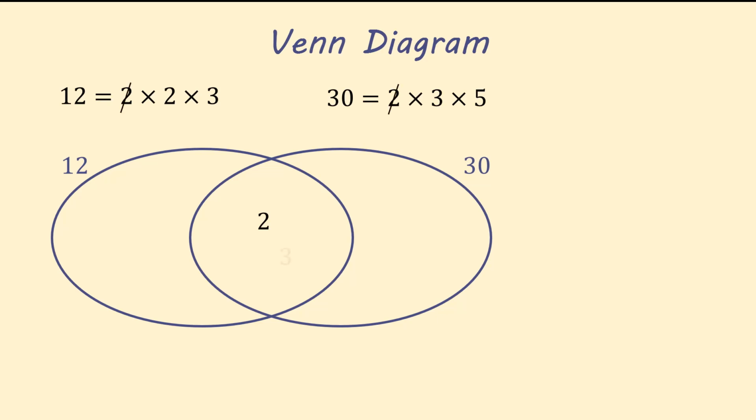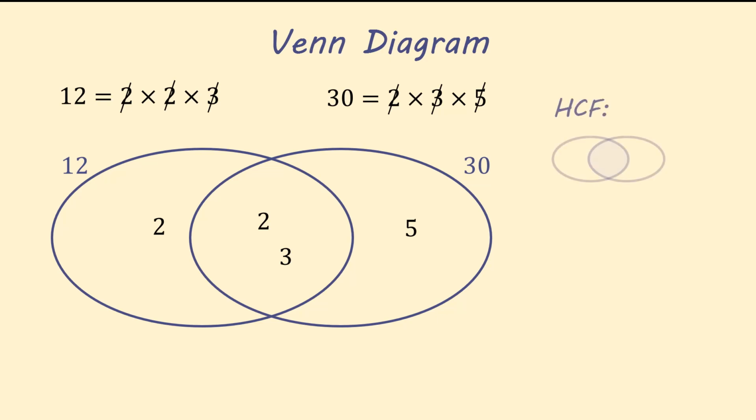3 is also a common factor, so we can write 3 in the intersection. Now, from the remaining factors, we can see that there are no more common factors to both numbers. For 12, we have 2, which we can write here, since it is a factor of 12 but not 30. And for 30, we can write 5 here, since it is a factor of 30 but not 12. Now that we've completed the Venn diagram, we can use the factors to calculate the HCF and LCM.